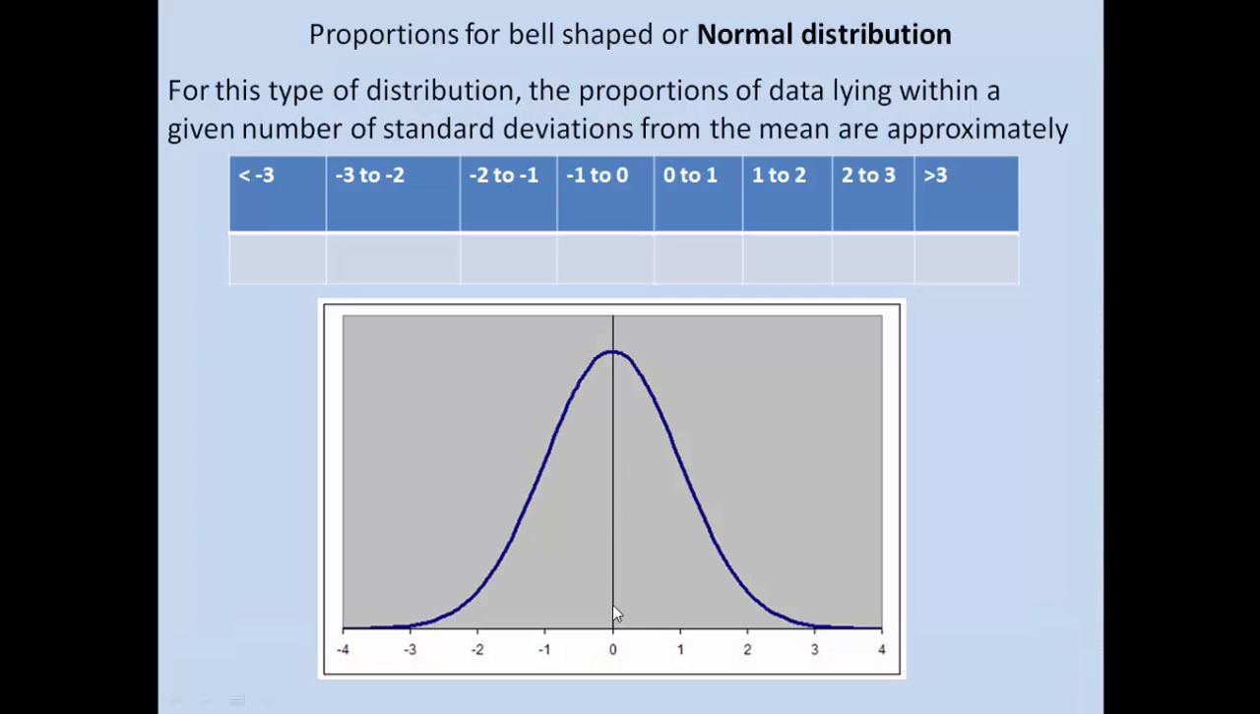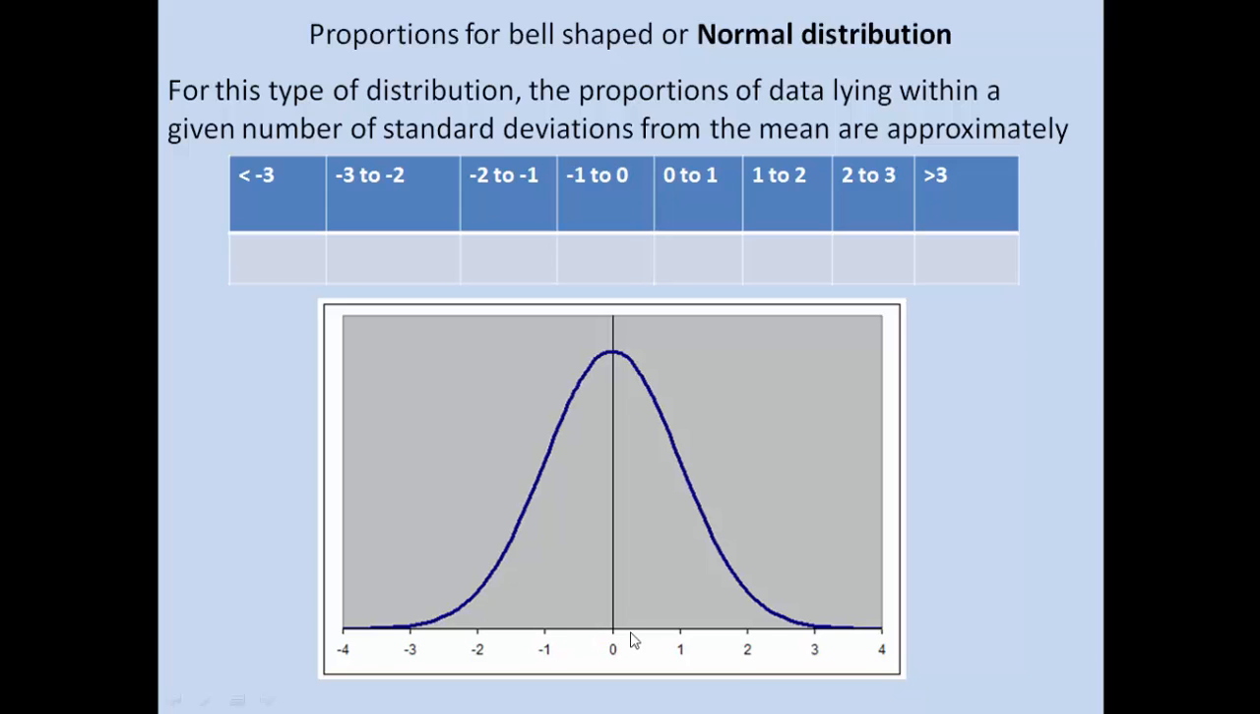This is a standardised normal distribution, so it's where we've got a mean of 0 and we're just actually looking at how many standard deviations from the mean the data falls. So here we've got within 1 standard deviation between -1 and 1, within 2 between -2 and 2, and so on.